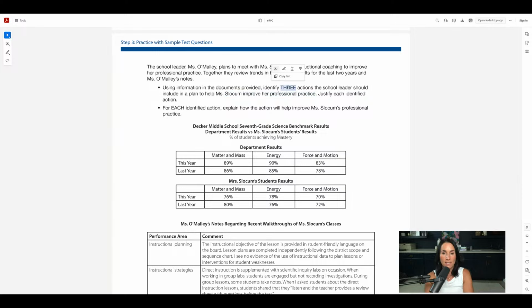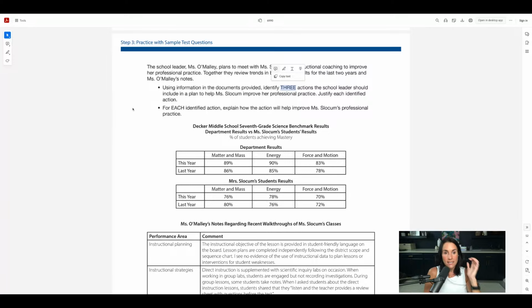Okay, right here it says identify 3 actions. All right. So we're going to have 3 paragraphs. You're going to keep it so organized, and each paragraph is going to be its own thing. You're not going to intermingle. You're going to keep it succinct. You're going to keep it organized, and each paragraph is going to be each thing. Okay. So that's rule number 1. So if you're mapping out your response, you're going to have 1, 2, 3.